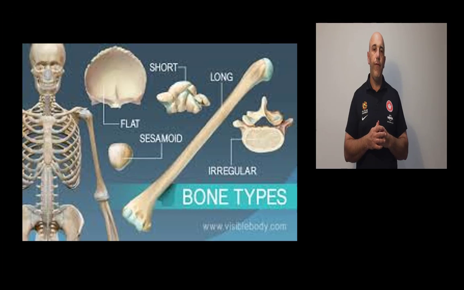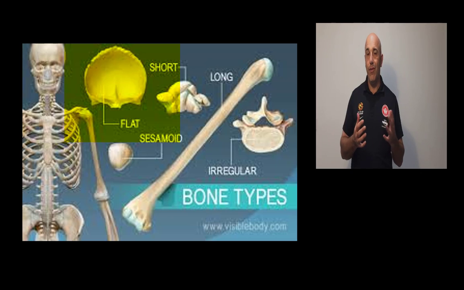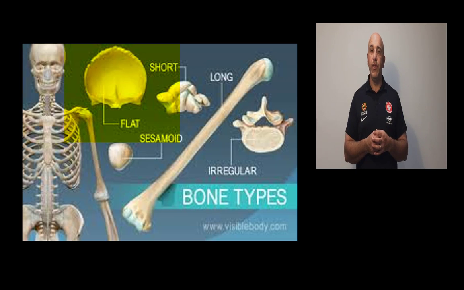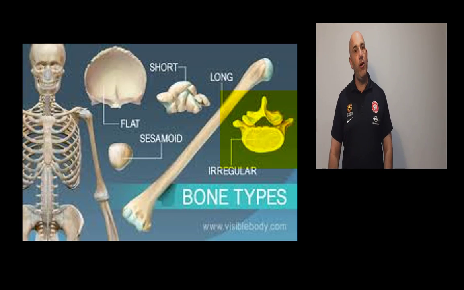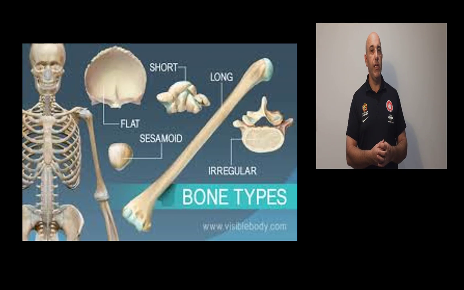Short bones tend to be box-shaped, and they can be found in areas such as your wrists and your ankles. Flat bones have a broad surface, and they're usually for protection. So your ribs are flat bones. Irregular bones are those that do not fit in any of those three areas, and a good example of an irregular bone is one of the bones in your spine.